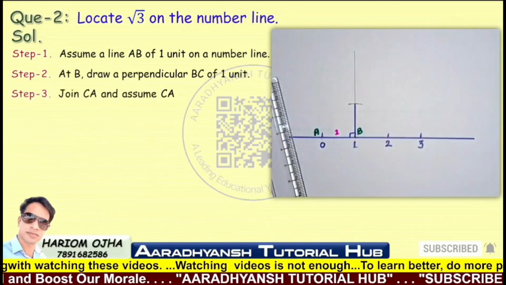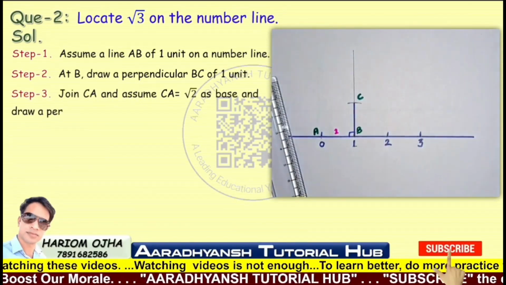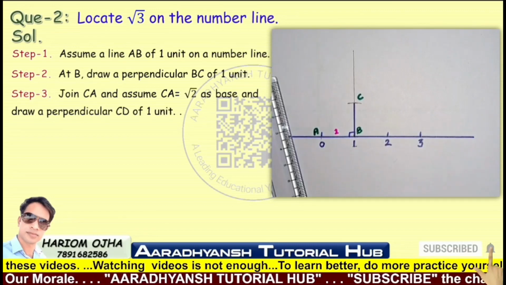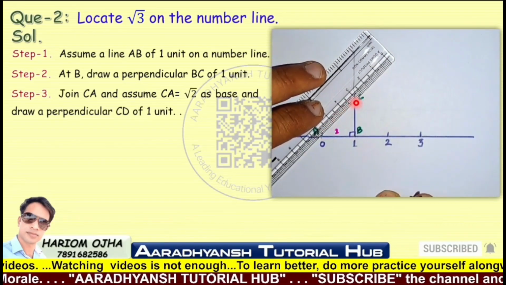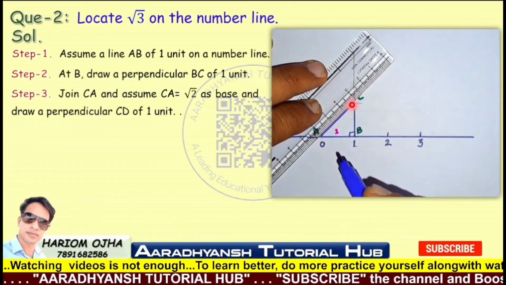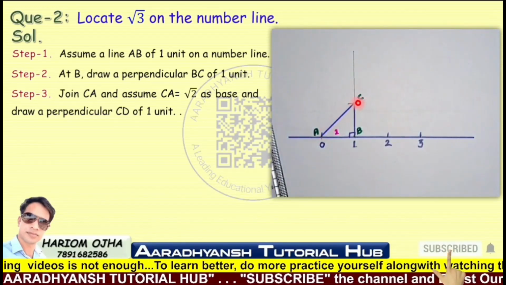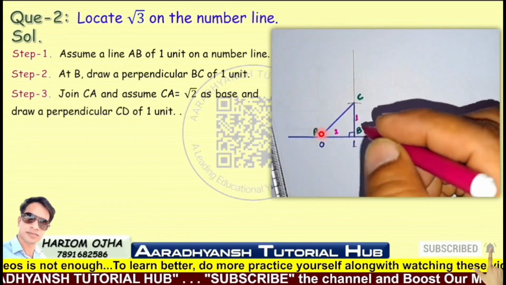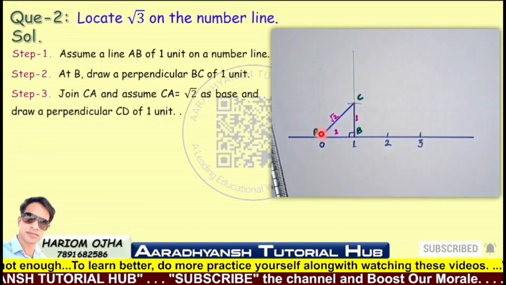And the next step, we are going to join CA. Now join point C with A. Here it represents square root of 2. It is similar to whatever we have done in question 1.